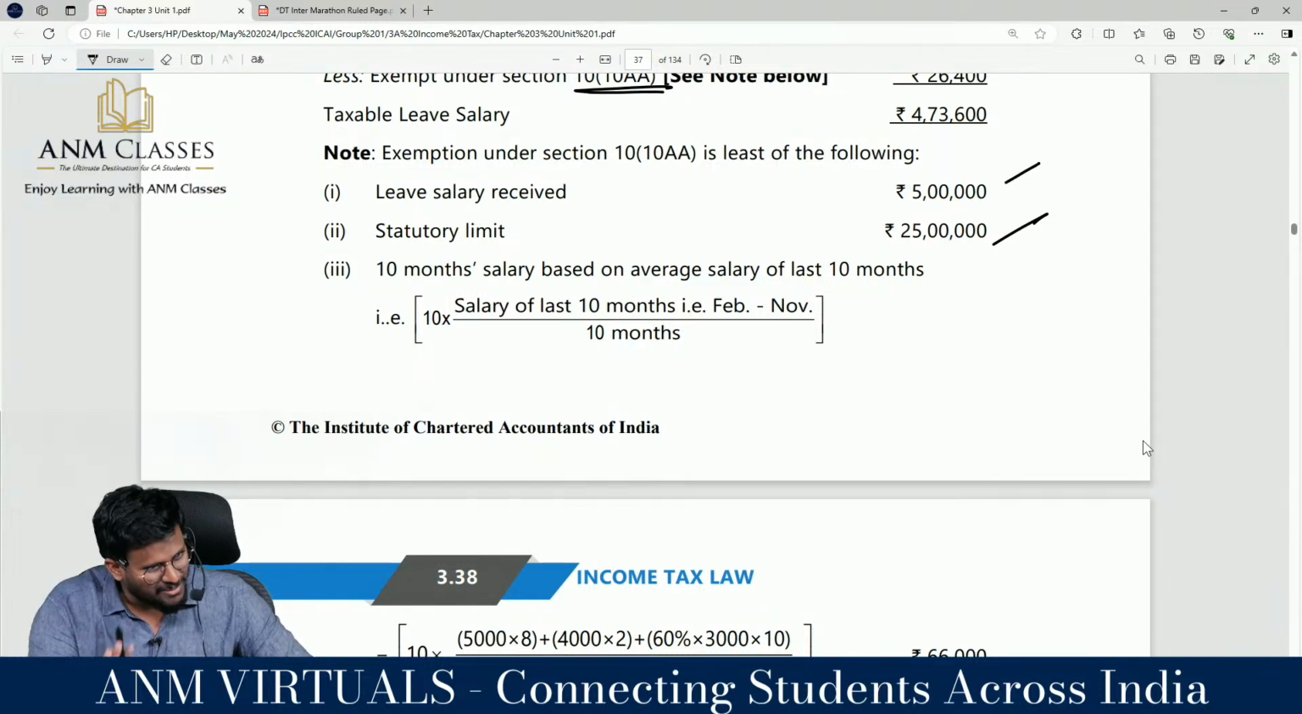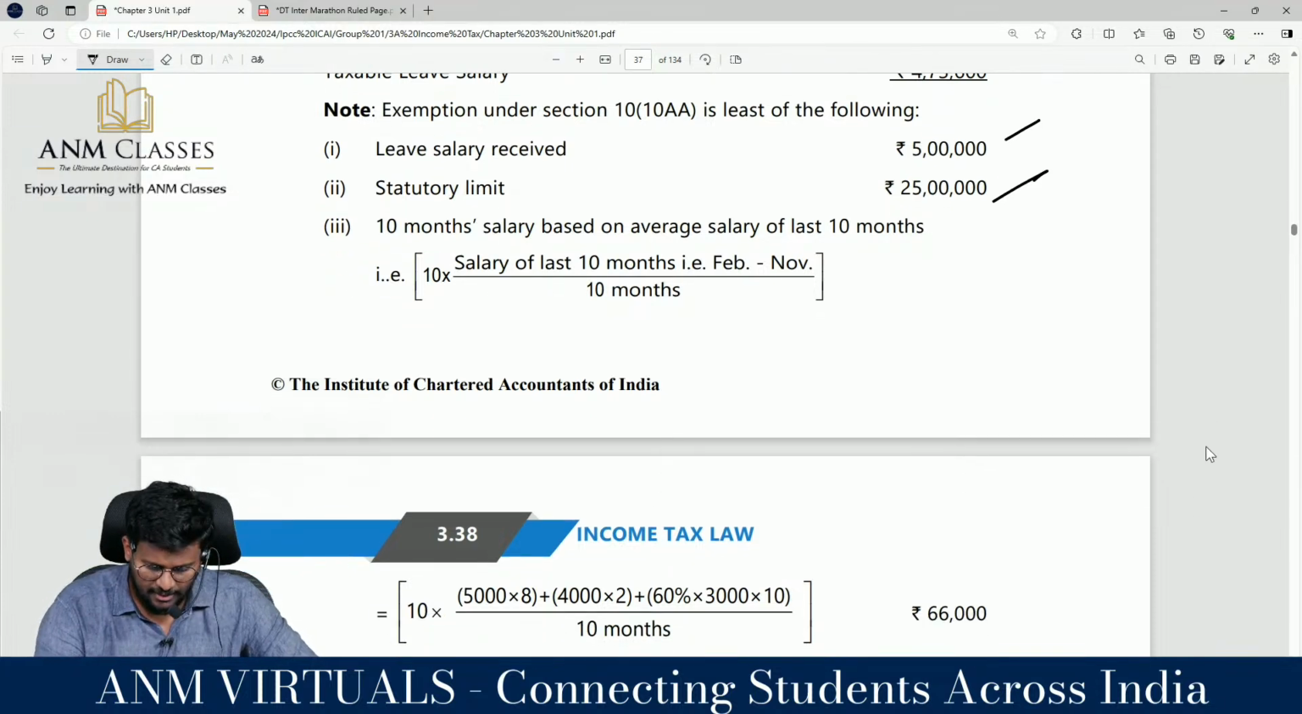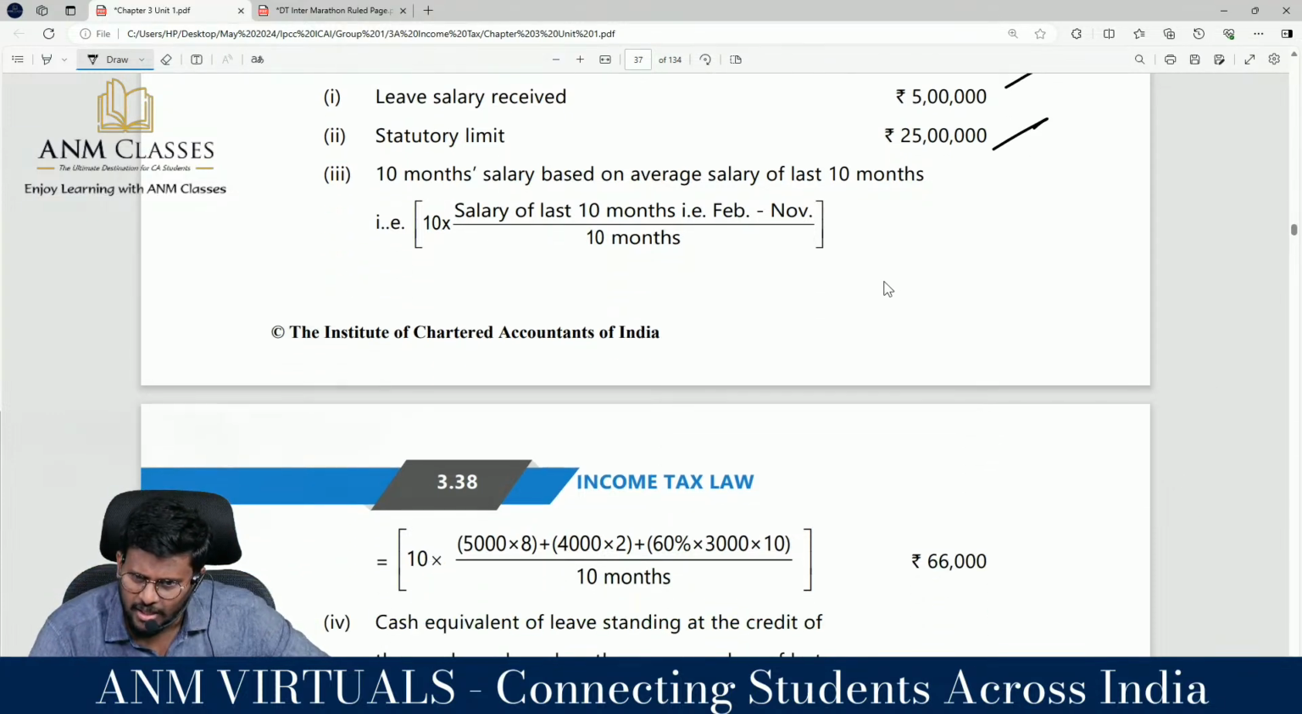Average of last 10 months' salary, right? Yes sir. Is there a definition for salary?